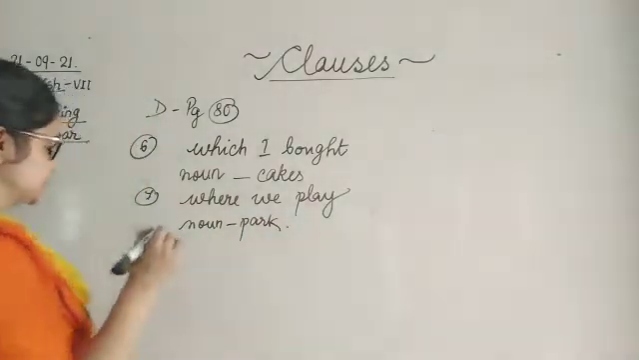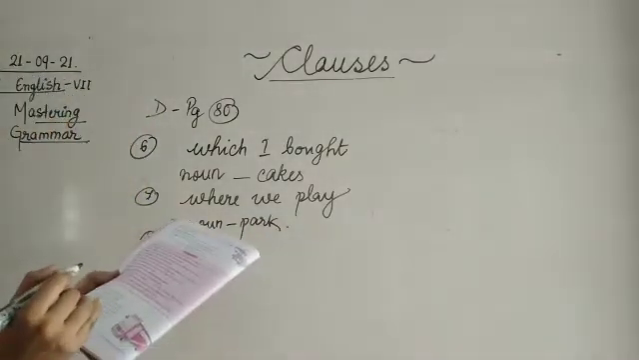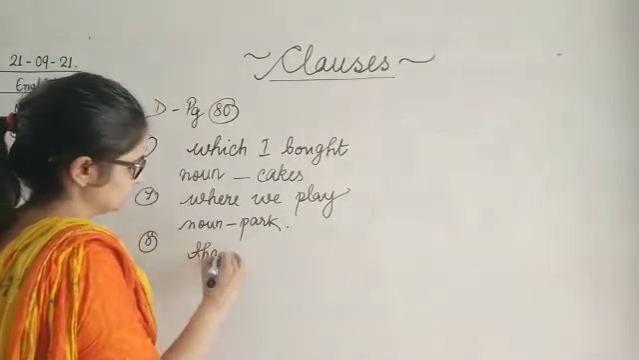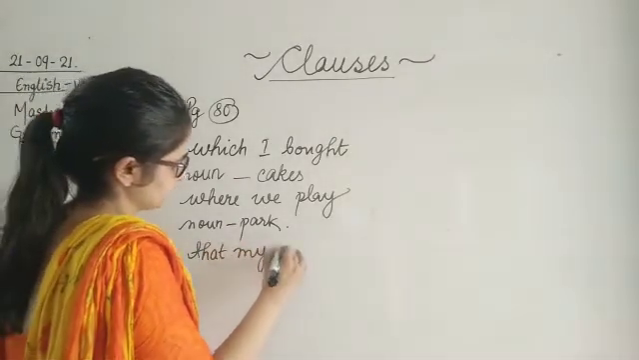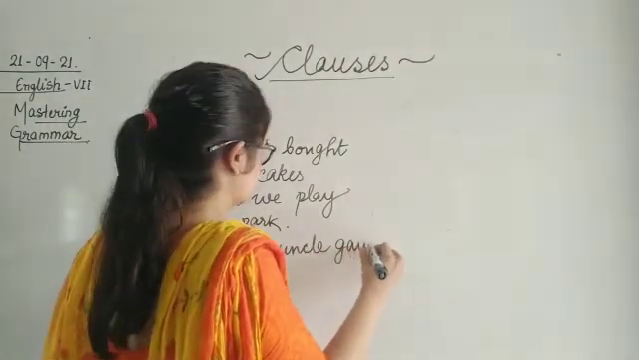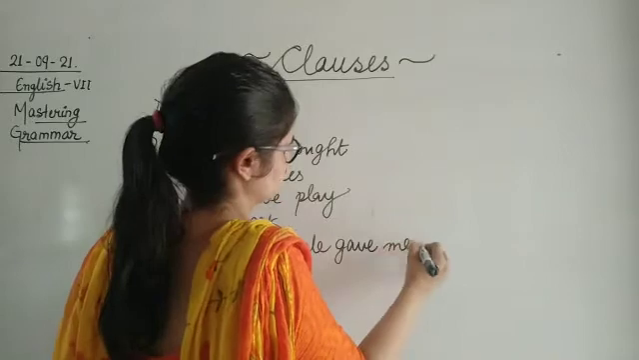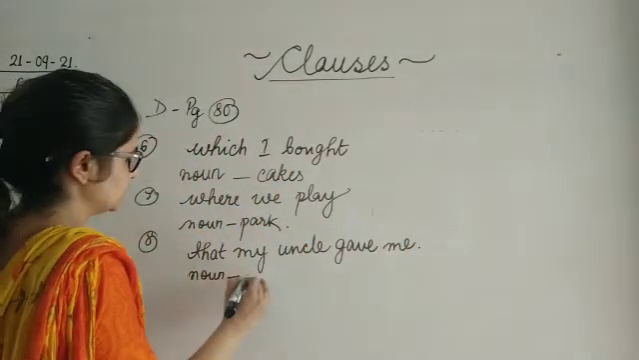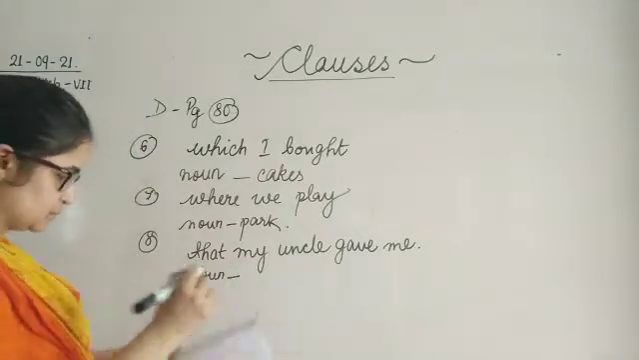Number 8. This is the book that my uncle gave me. That my uncle gave me. Because we need a finite verb as well. So that my uncle gave me, this is my adjective clause, and noun will be book.